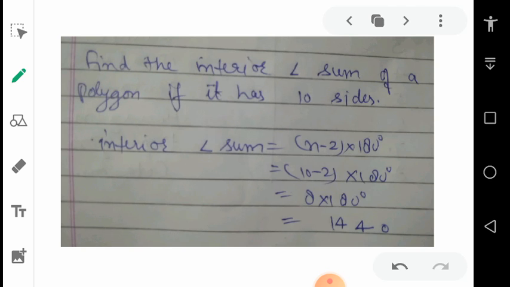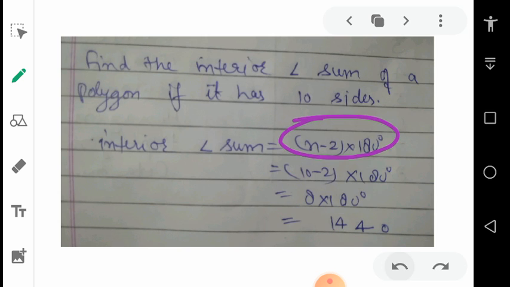Suppose a polygon has n sides, 10 sides. So n equals 10. Now we put the value of n in the formula. As you can see, the formula is n minus 2 into 180, that is 10 minus 2, because n equals 10. This is 8 multiplied by 180 degree, and finally the answer is 1440 degree. It means if there is a 10 sided polygon, the sum of all interior angles is 1440 degree.